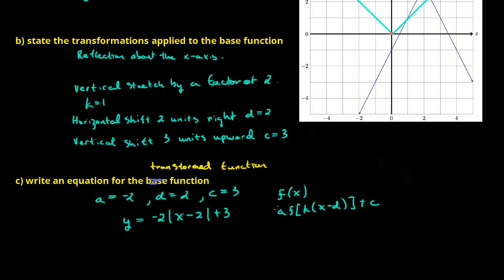So I just went ahead and filled in this formula with the values of a, d, and c. And I included k in there as well. It's just that k is equal to 1.